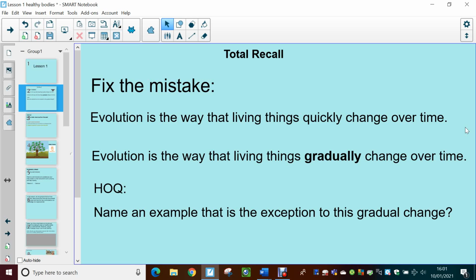However, can you name an example that is the exception to this gradual change? Some of you may have come up with the idea that viruses, so microorganisms, can actually evolve very, very quickly. But predominantly, for the vast majority of living things, evolution is a slow change over many, many years.